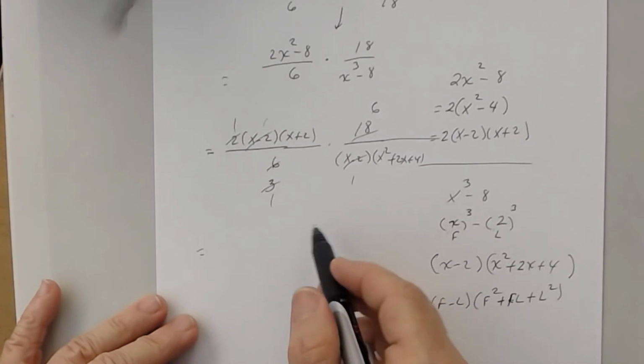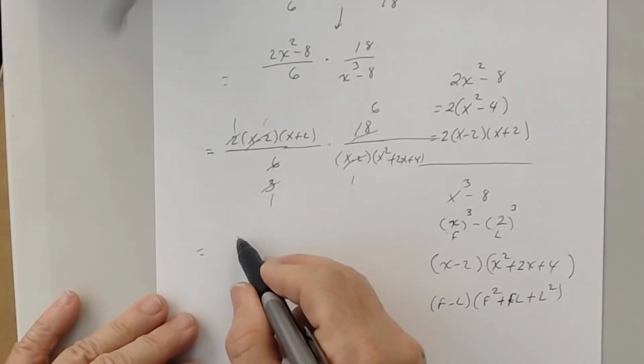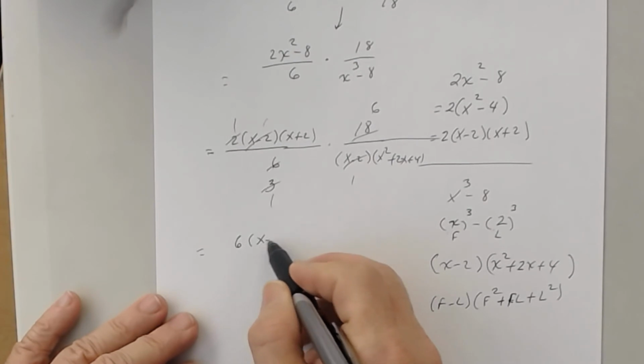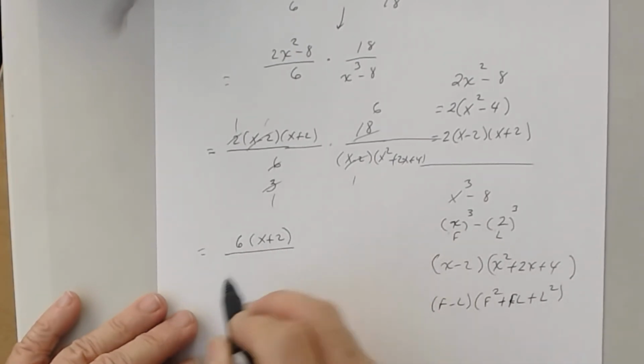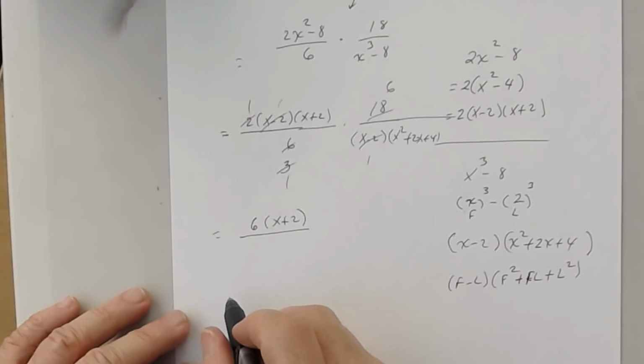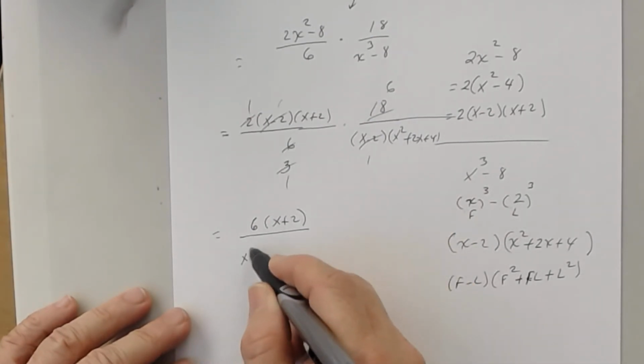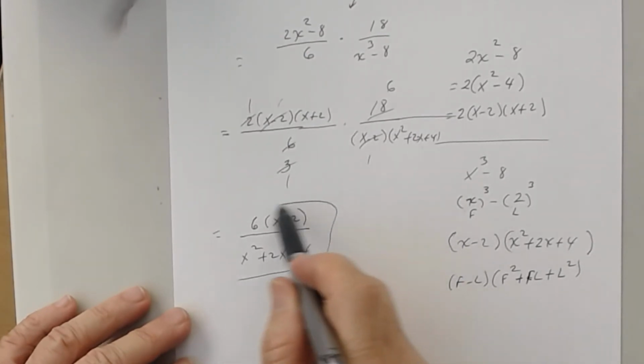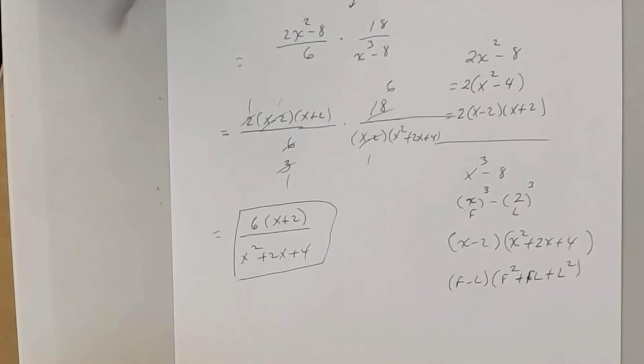So what's the answer? And leave it in factored form. 6 what? Oh, you're forgetting the factor in the numerator. 6 times x plus 2, right? Over, or divided by, this trinomial, x squared plus 2x plus 4. So that's your answer. All right? Okay. So that was a quick review of what we've done in the previous two sections, or the previous 2 days, I guess.